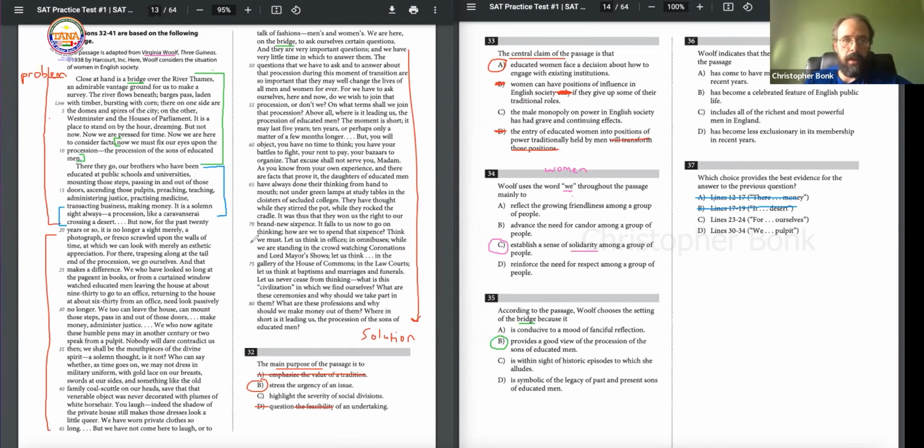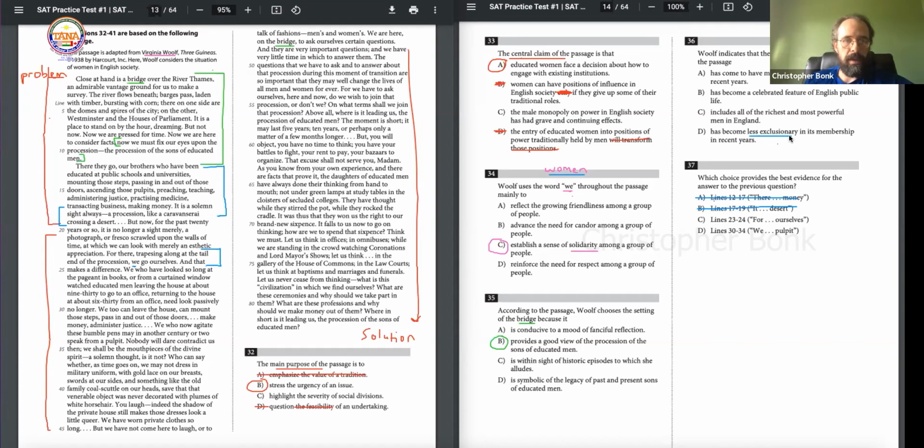23, 24. For they're trapesing along at the tail end of the procession, we go ourselves. Now, we as the women, as we discussed in question 34, so this could line up with something. If we look at answer choice D, less exclusion, if women are in the procession, if they're in the jobs and in the universities, that could point to less exclusion for us.